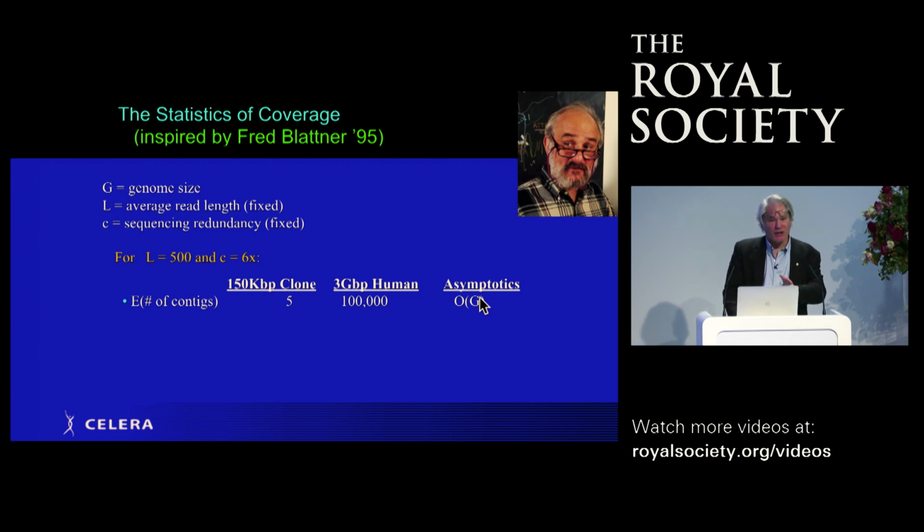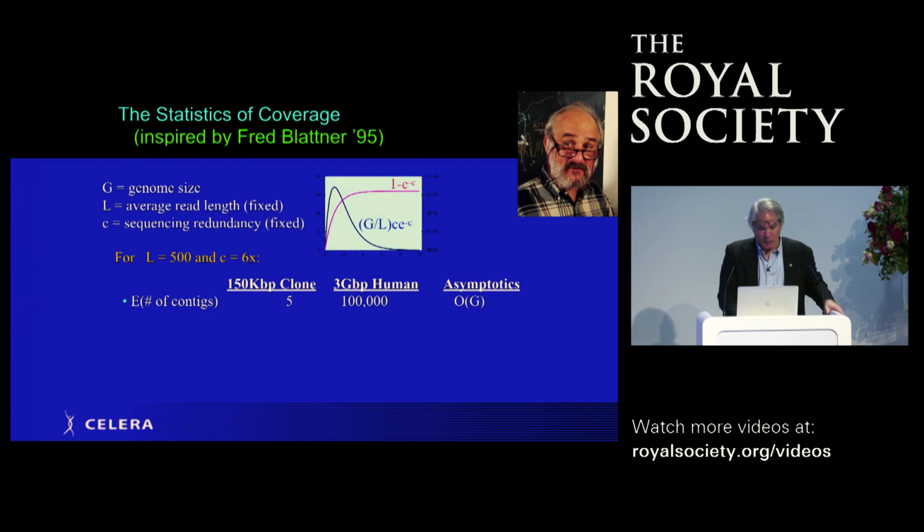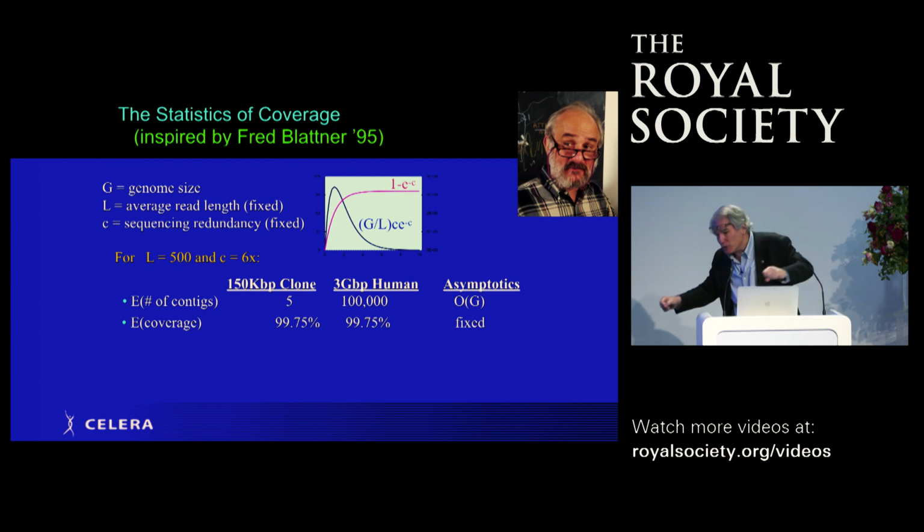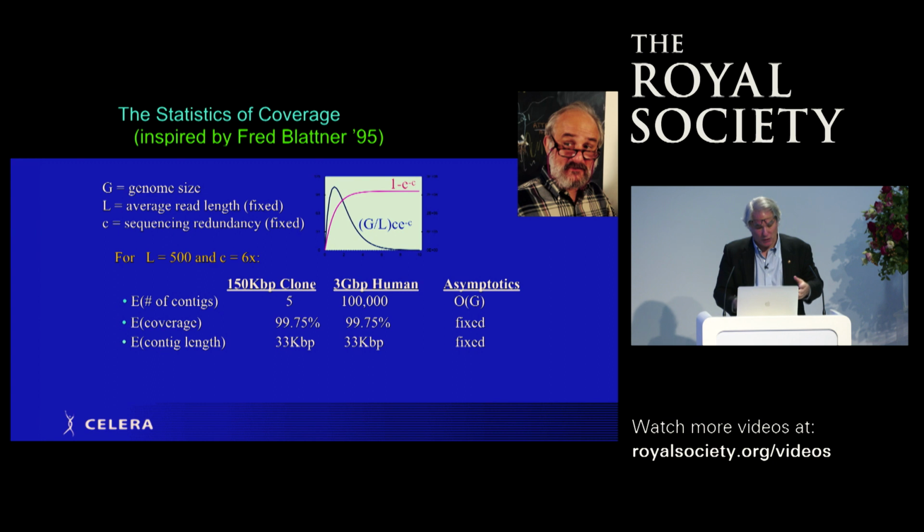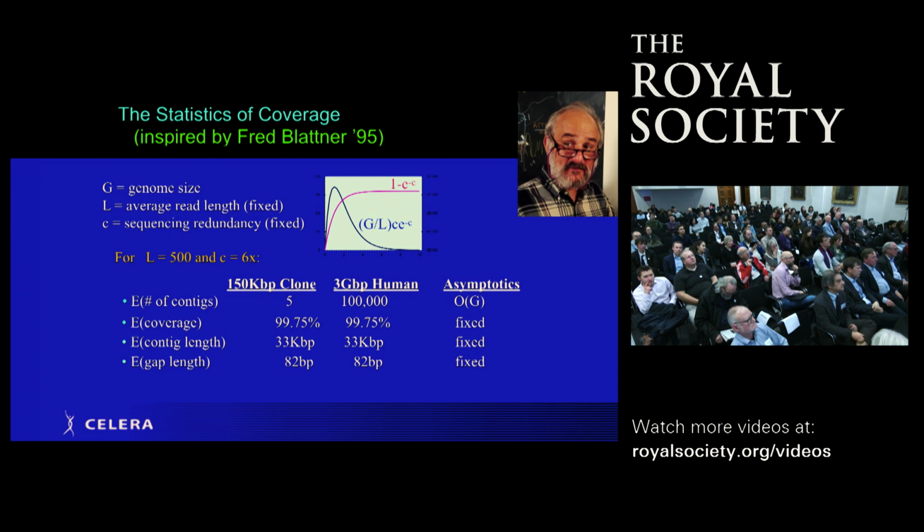And prima facie, that looks awful, right? But the theory also says some other interesting things, which is that the expected amount of the genome that you're going to have actually sampled is 99.75%, and it doesn't matter if it's a clone or a human genome. You're going to basically have sampled the same amount of it. It's fixed. The length of the contigs, how big are the contiguous pieces going to be before you have a gap? They're going to be 33 kb for the clone and for the human, fixed. How big are the gaps going to be? They're going to be small by the theory. There are 82 base pairs on average, and they're going to be the same for both of them.